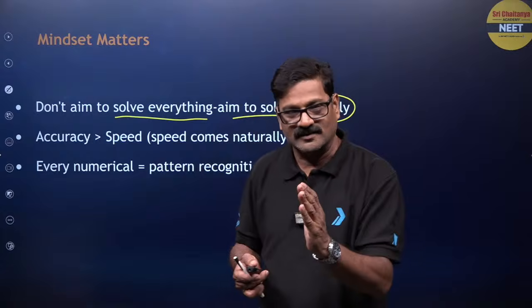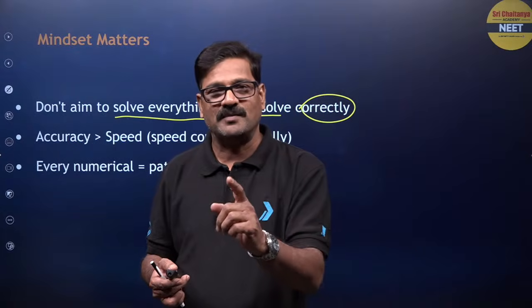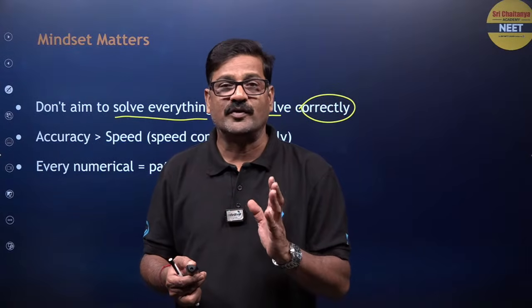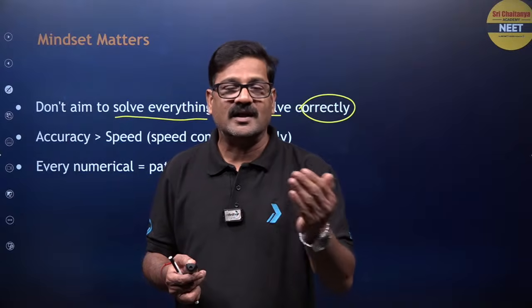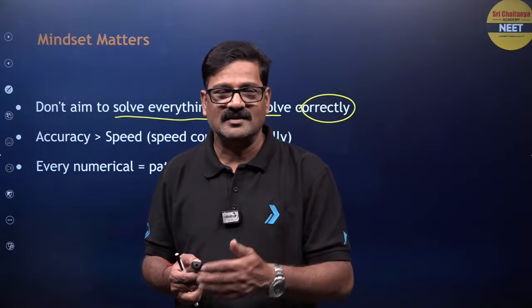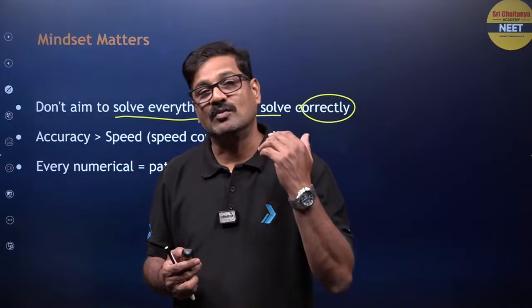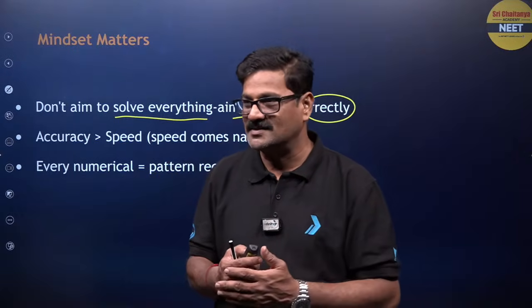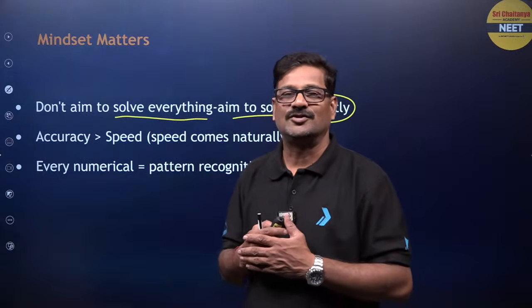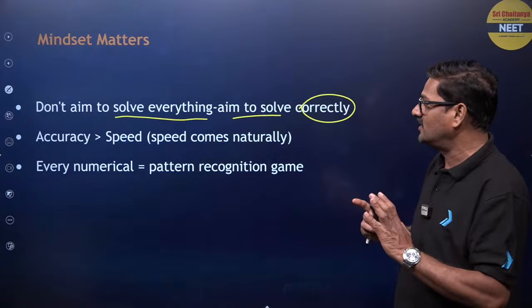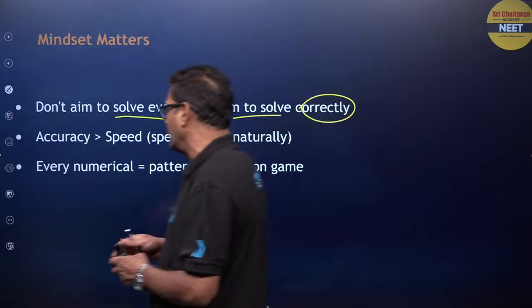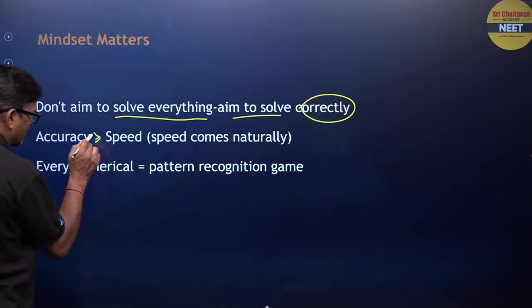If you do the correct thing, you're going to get +4. If you don't do the correct thing, you don't get the +4, but there will also be negative marking, right? So you're going to lose the score, isn't it? So Durlav, this is very important. Accuracy is always greater than speed.